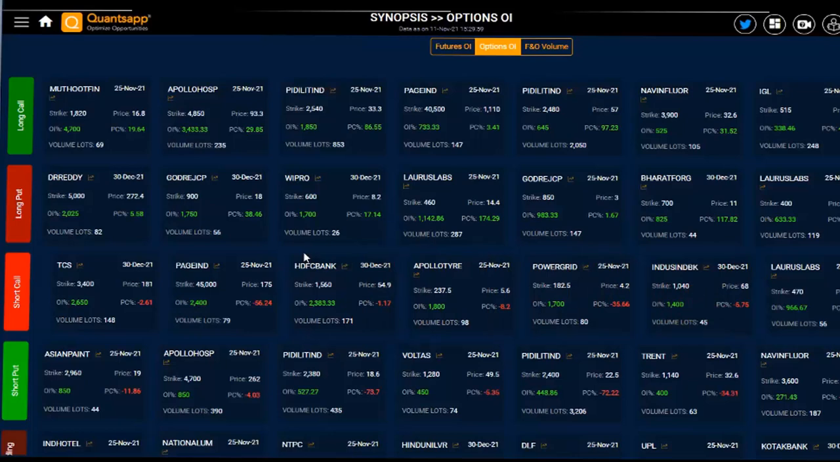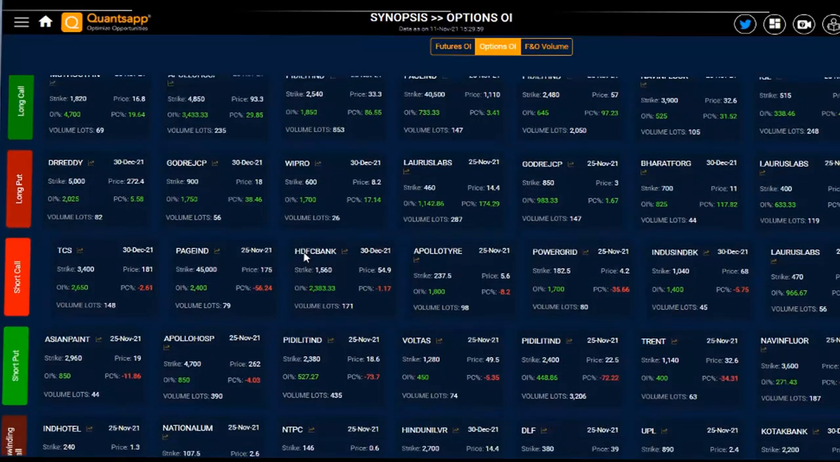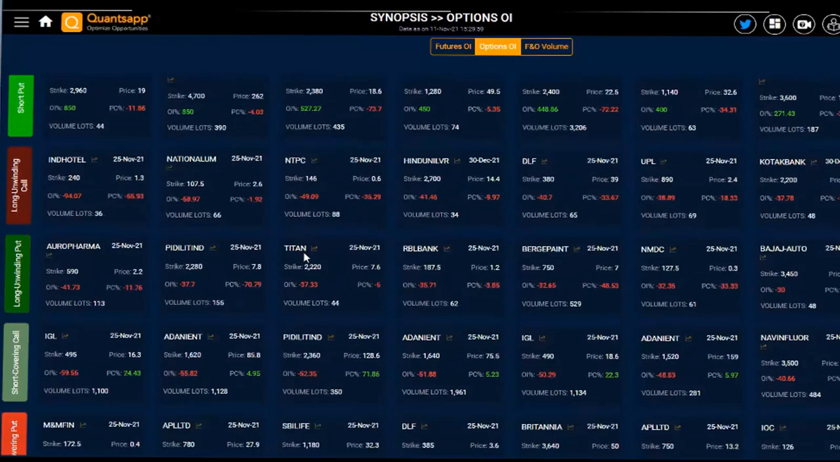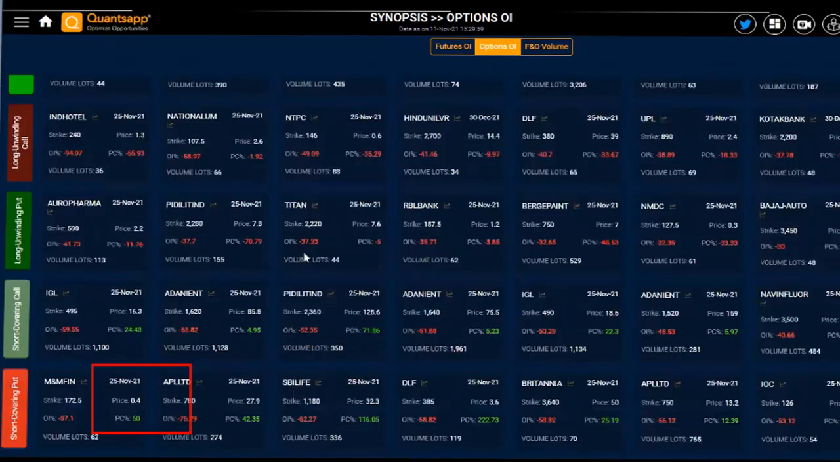It is basically open interest getting created on call options, a pressure, a resistance getting created on call options of TCS, HDFC Bank, Apollo Tyre, Power Grid, IndusInd Bank, and even PEL. There are a lot of instruments basically, we can go ahead and look out for them. Last thing is short covering on put: M&M Finance, APL Limited, SBI Life, DLF. A short covering is coming on put option, right?